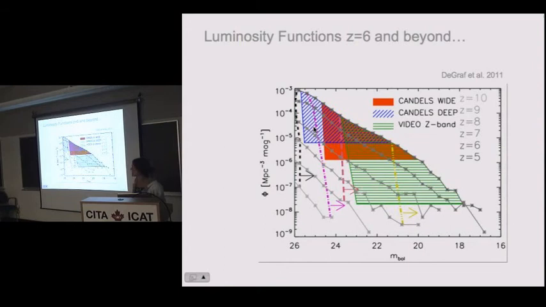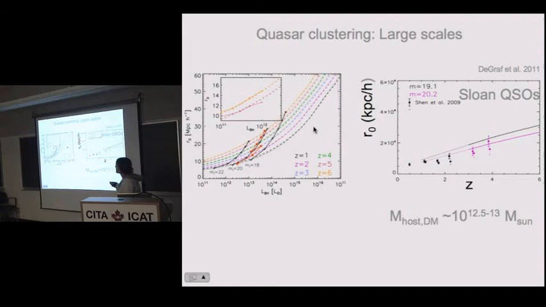And a much stronger test for our models. Of course, we can look at the clustering, as we have these large volumes. And so this is the correlation length, the typical scale clustering of quasars. Again, the best measurements that we have are from the large surveys such as Sloan, which are the points in this diagram.